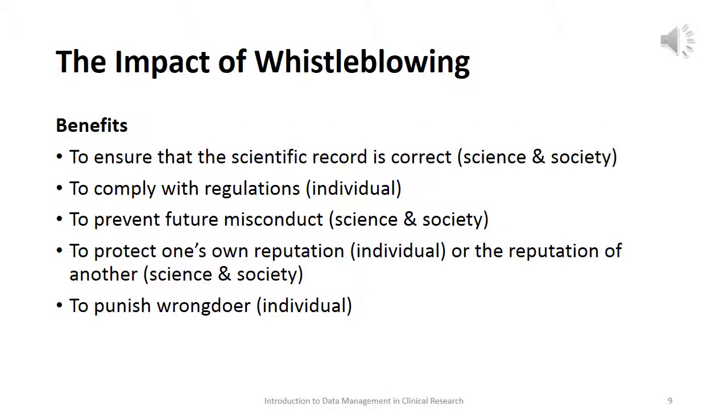We sometimes refer to the act of identifying scientific misconduct as whistleblowing, and you've heard of that. So the impact of whistleblowing would have some benefits. The benefits are to ensure that the scientific record is correct. That benefits not only science but our society at large. To comply with regulations, that's an individual impact. We want to prevent future misconduct. That benefits not only the scientific community but our society as well.